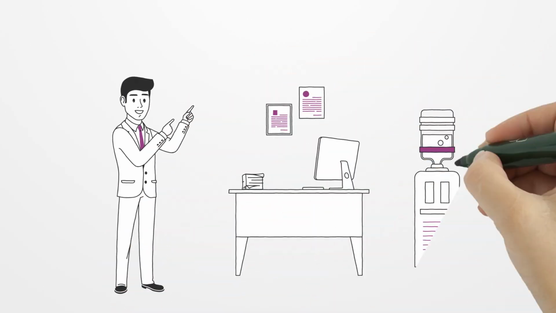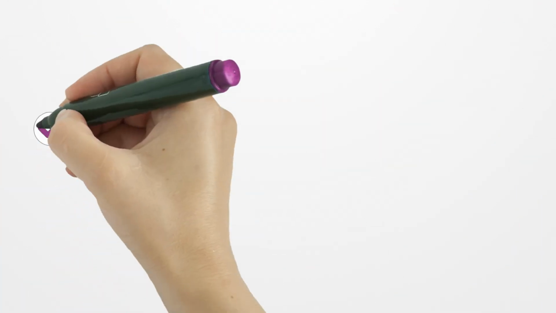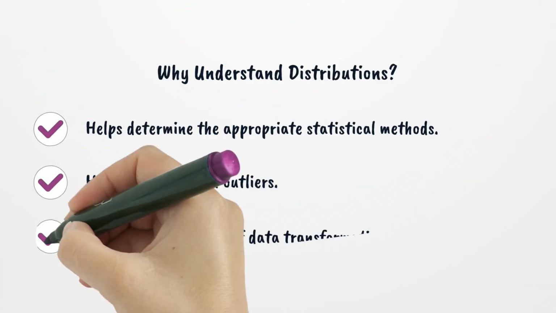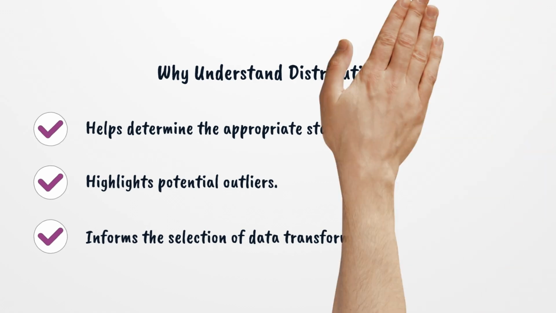Skewed distribution. If the data points are not evenly distributed around the mean, the distribution is skewed. Right skewed, or positively skewed: the right tail is longer than the left. Left skewed, or negatively skewed: the left tail is longer than the right. Why understand distributions? It helps determine the appropriate statistical methods, highlights potential outliers, and informs the selection of data transformations.